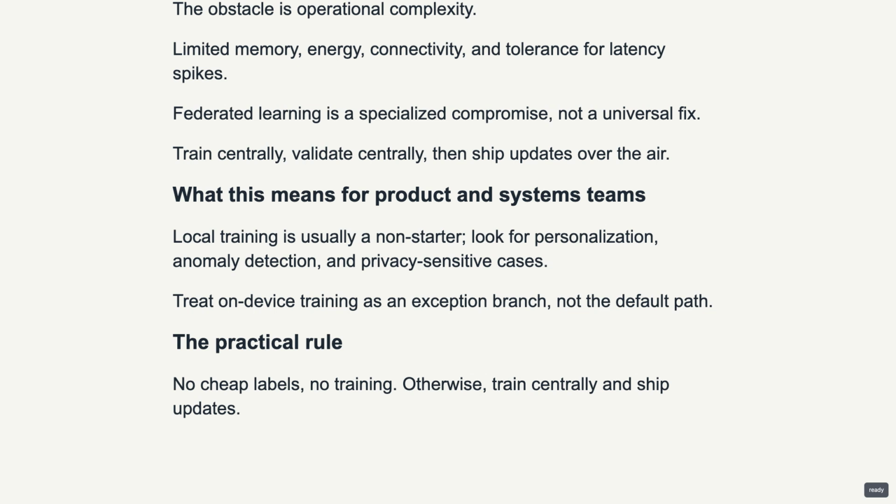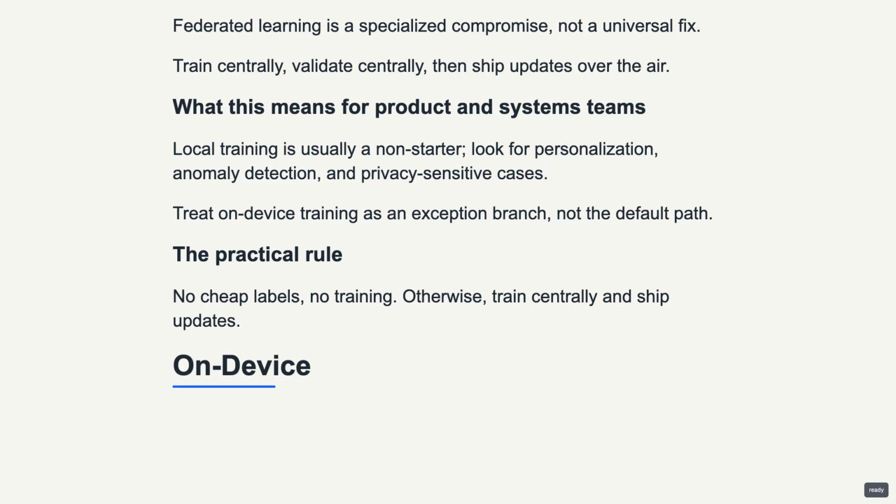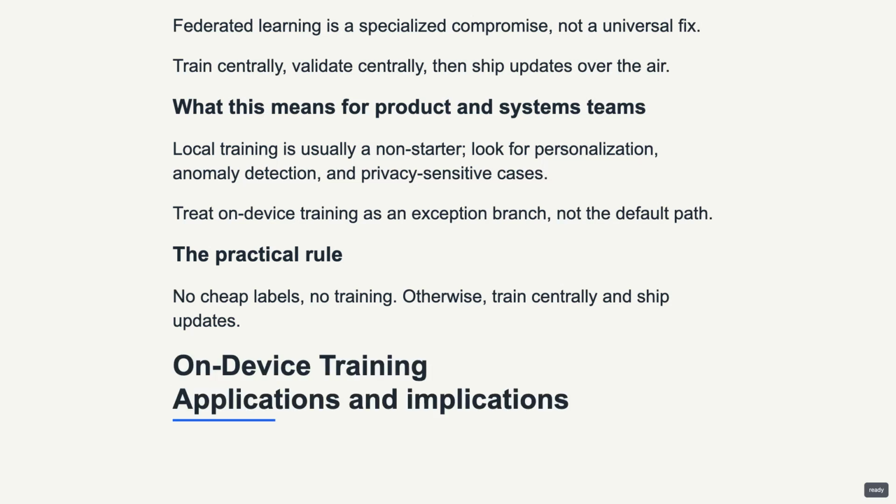Otherwise, keep training in the center and let the device do what it does best: infer quickly and reliably in the field. On-device training only makes sense when the device truly needs to adapt locally. The important question is not whether it can learn, but whether local learning is worth the cost and the risk.